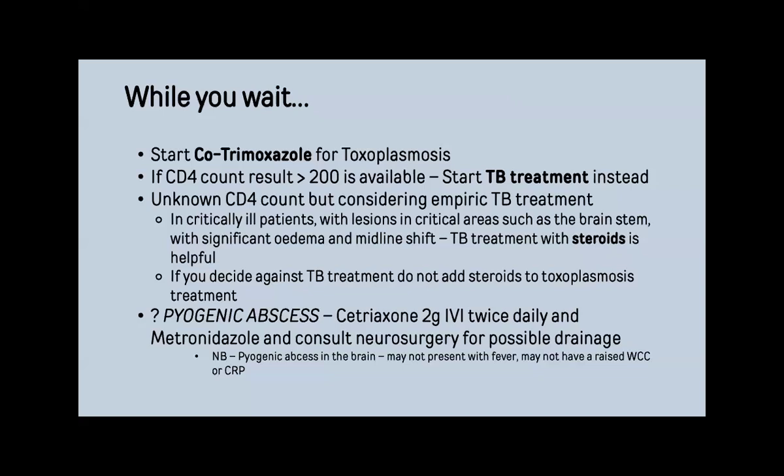If you decide against TB treatment, steroids should not be added to toxoplasmosis treatment, as it will alter the follow-up CT scans, and it won't be clear whether the improvement is from the steroids or if you've made the right diagnosis of toxoplasmosis. If you're querying a pyogenic abscess, the patient must receive 2 grams of ceftriaxone IV twice daily and metronidazole. And as I've mentioned, consult neurosurgery for possible drainage.